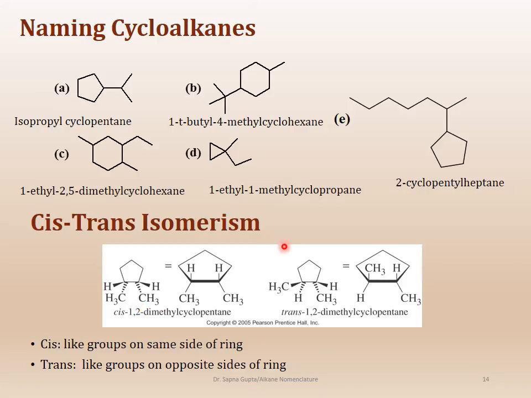Cis and trans isomerism is also known as geometric isomerism. These bonds in cyclic compounds cannot rotate, and that is why these hydrogens are stuck the way they are. So this compound, which is a cis 1,2-dimethyl cyclopentane, is going to be different than trans 1,2-dimethyl cyclopentane. It will have slightly different properties.